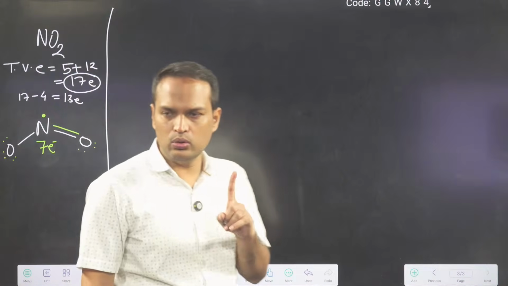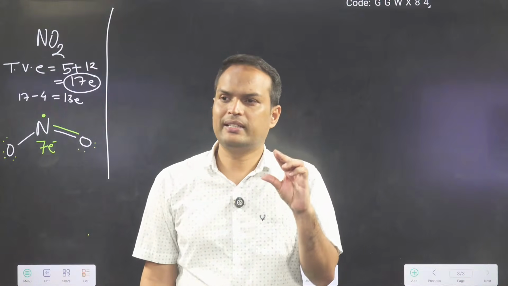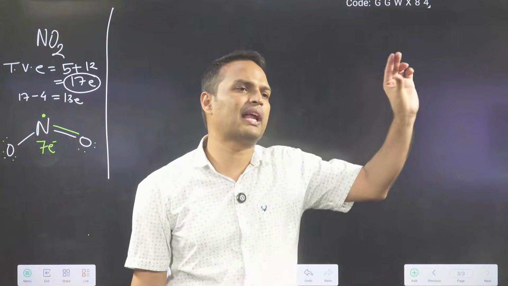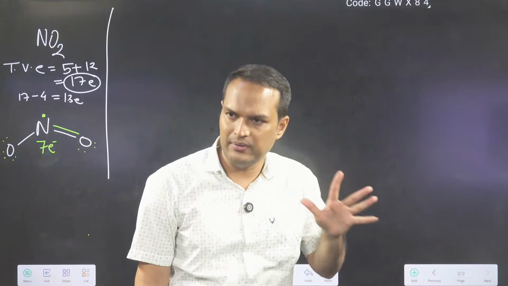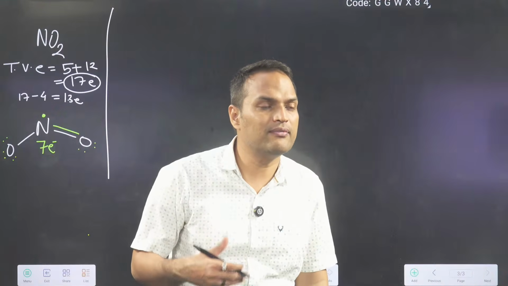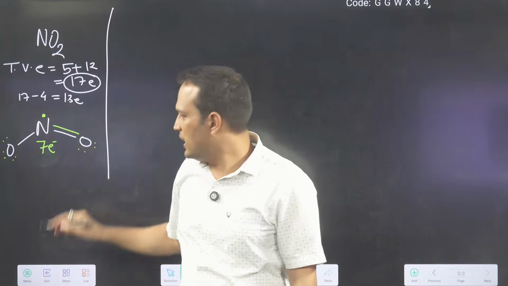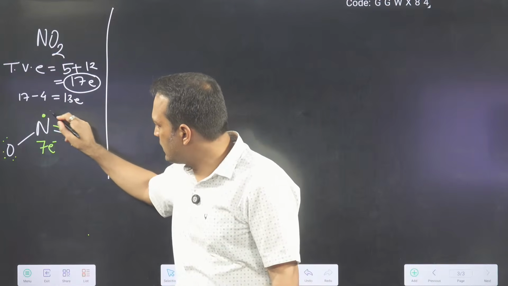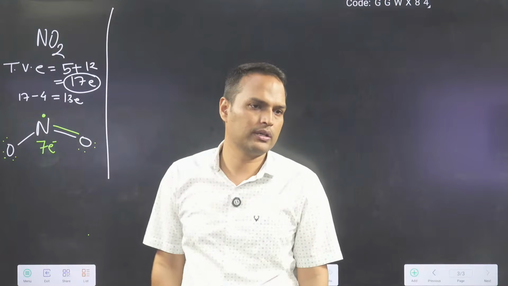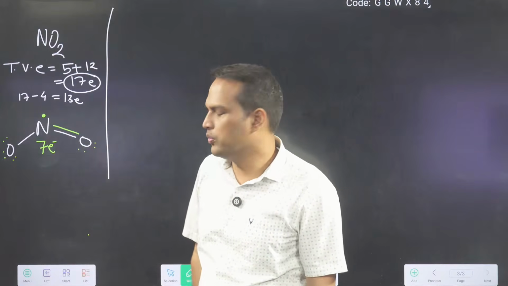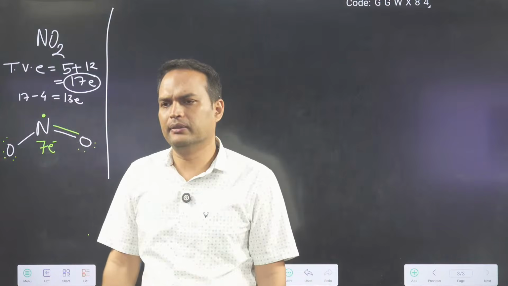So you see, there are 2 questions. One question is, tell me the valence electron of nitrogen in free state. 5. Tell me the valence electron of nitrogen in this compound. Then you have to count all the bonds and the non-bonding electron. So 7 came now. Still octet is incomplete.